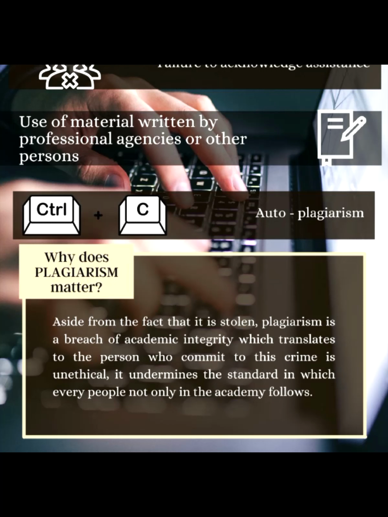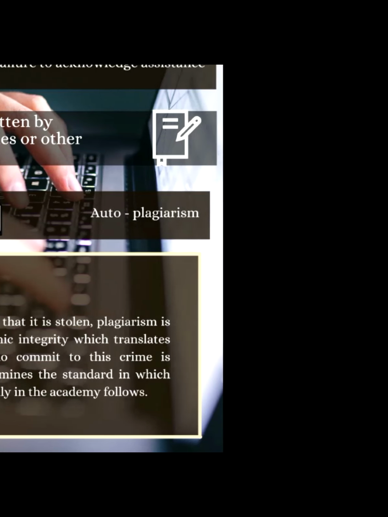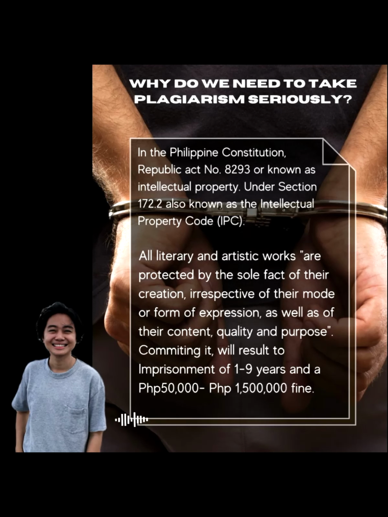Committing plagiarism destroys your ethical standards. It also undermines the standard which many people strictly follow for the sake of clean work. Why do we need to take plagiarism seriously? Well, aside from the fact that it destroys your ethical morality, it is also punishable by law.